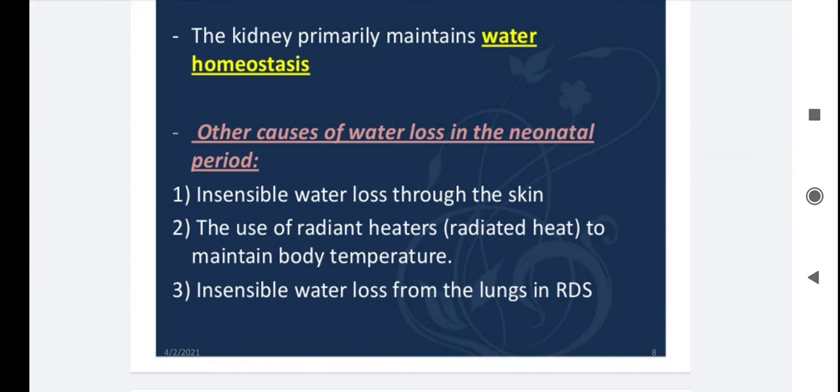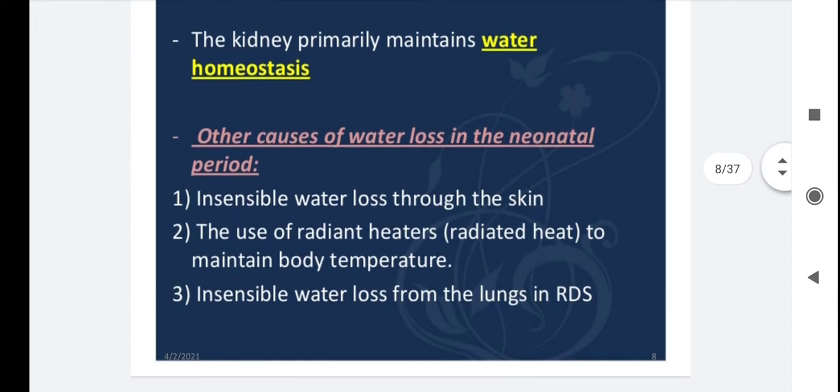The kidney primarily maintains water homeostasis. Other causes of water loss in the neonatal period: insensible water loss through the skin, the use of radiant heater, and insensible water loss from the lung in respiratory distress syndrome.